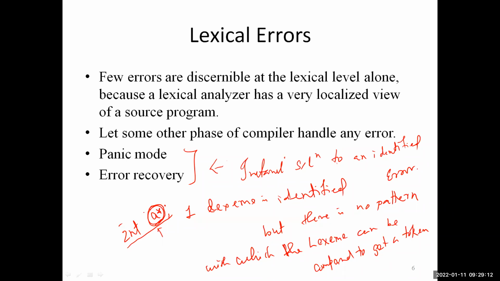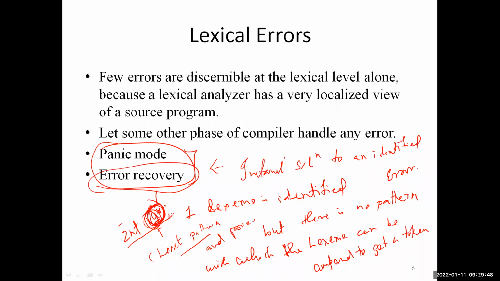The purpose of the compiler is to continue till the last line of the program. So the moment an error occurs, panic mode error recovery says specifically that it will match this particular lexeme with the closest pattern and proceed further. What could the closest pattern be? The closest pattern could be a. So it will match with a, ignore this star, report this to the error recovery module, and proceed to read the next text. That is the objective of an error recovery routine.